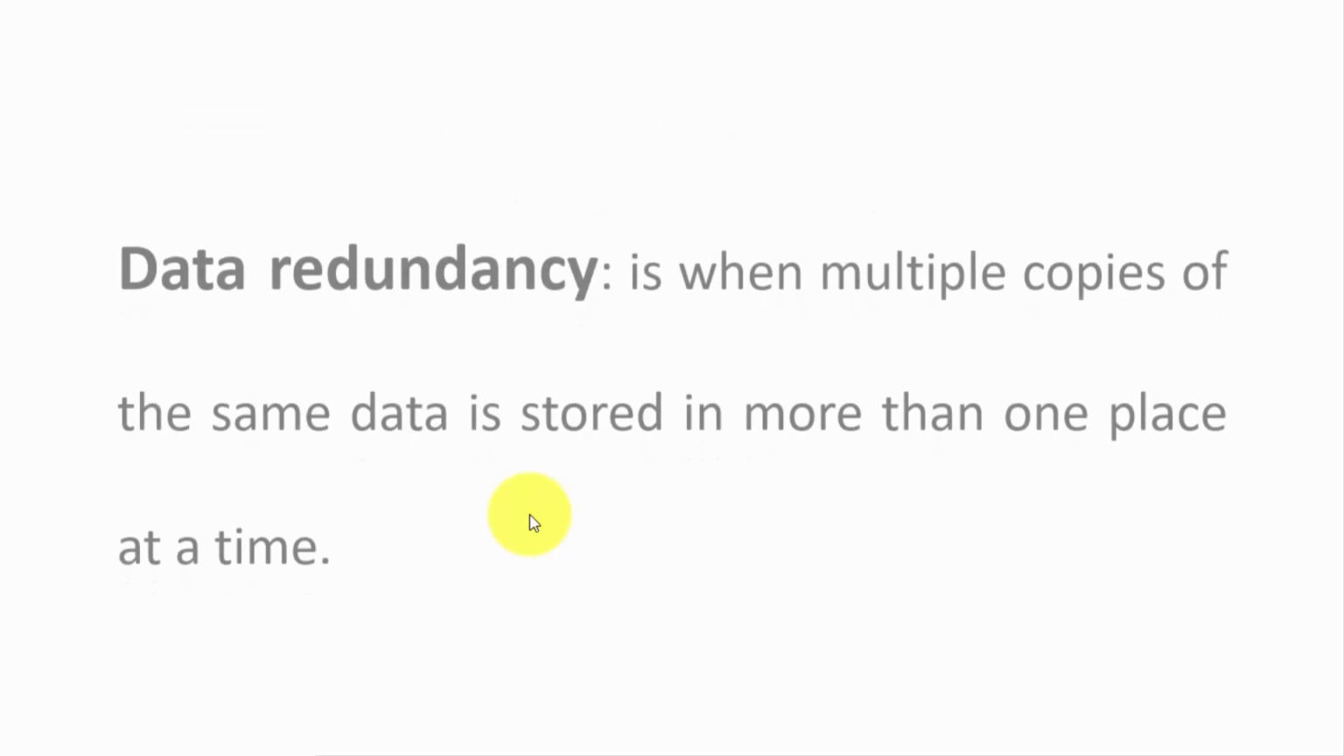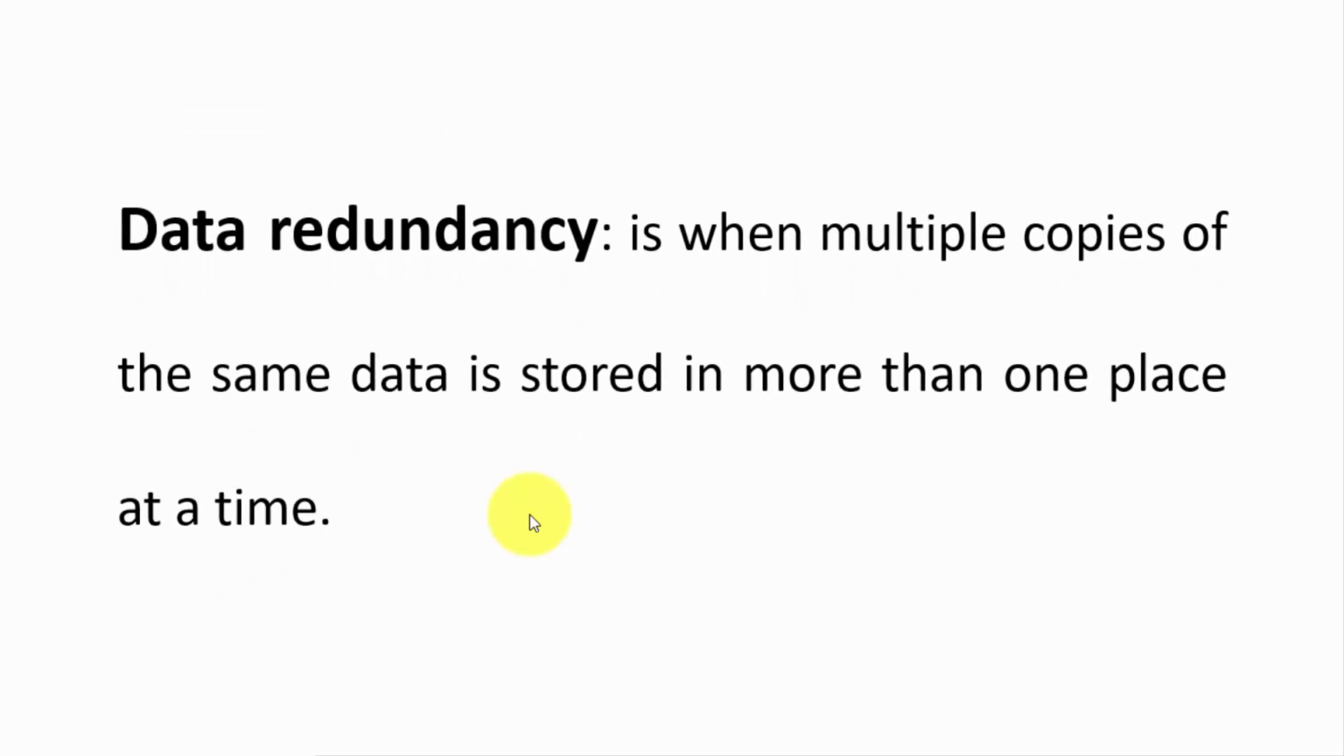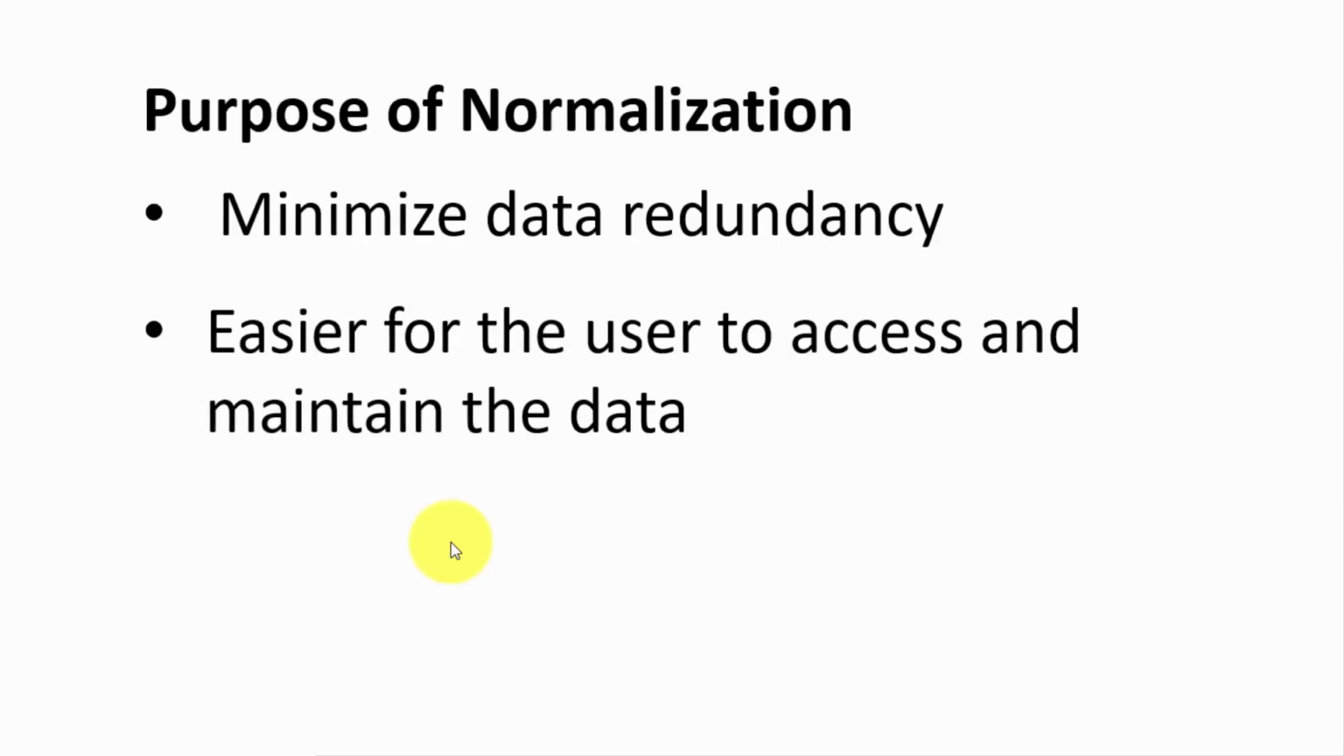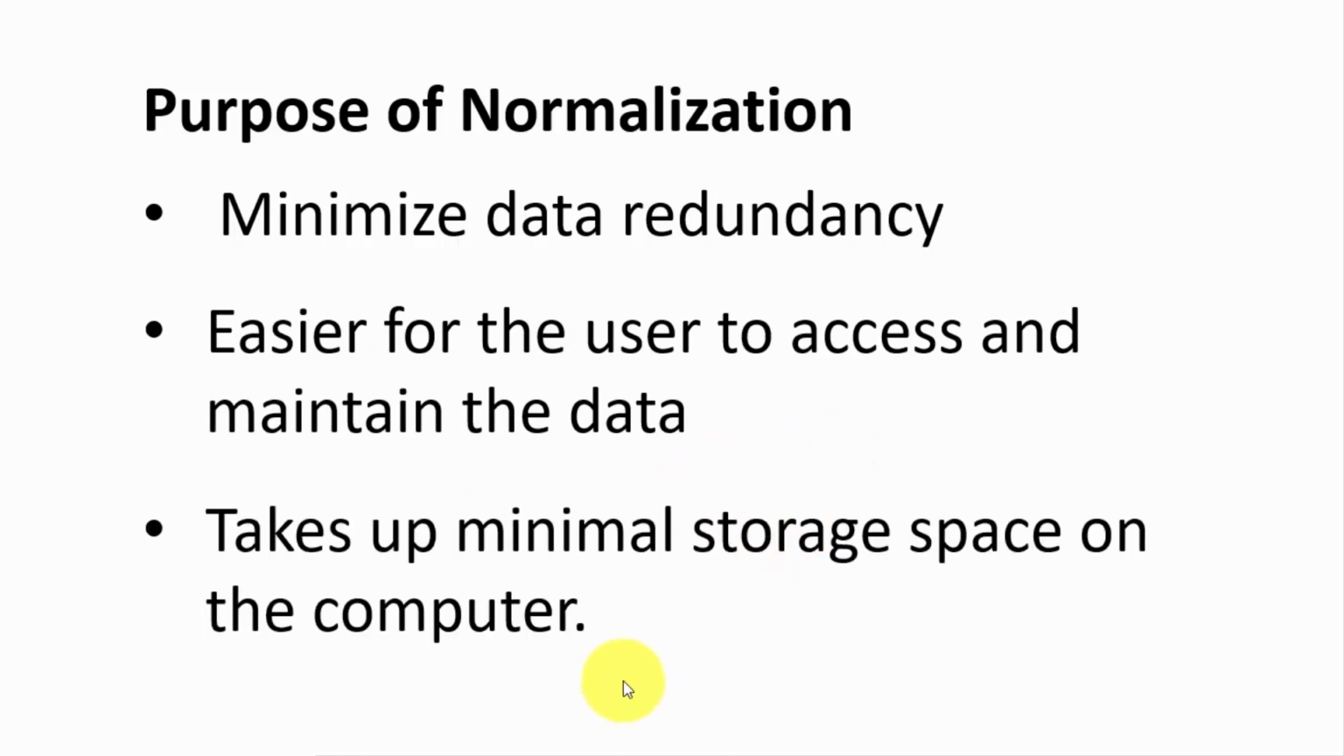What do you mean by data redundancy? Data redundancy occurs when you have multiple copies of the same data stored in more than one place at a time. And so that is what normalization seeks to avoid in a database. There are other purposes of normalization, such as it makes it easier for the user to access and maintain the data. It also helps to take up minimal storage on the computer because there will not be redundant data.